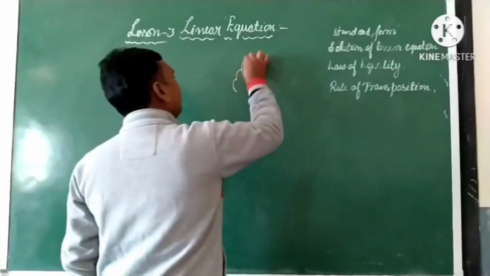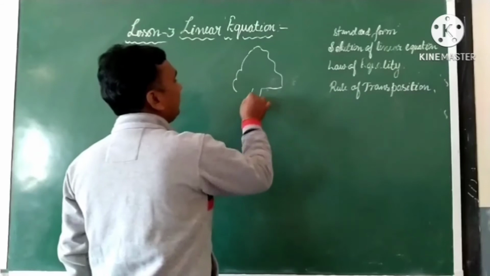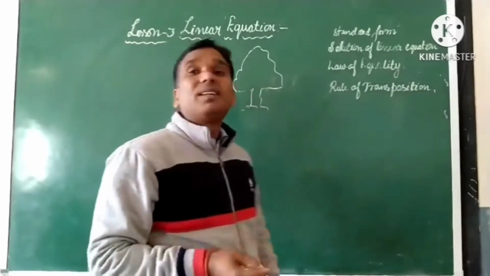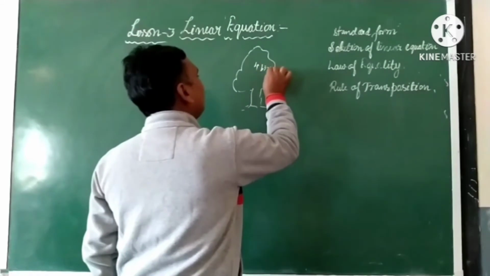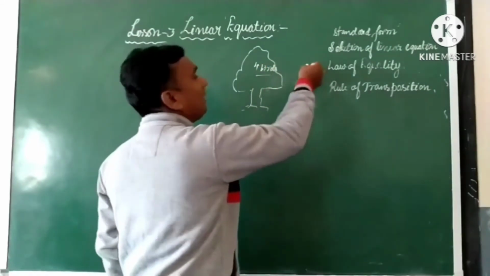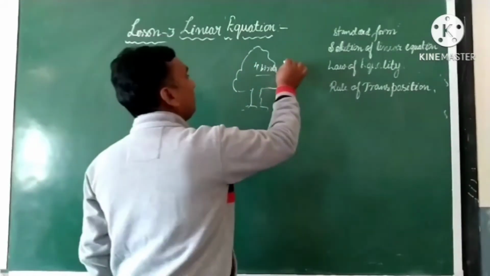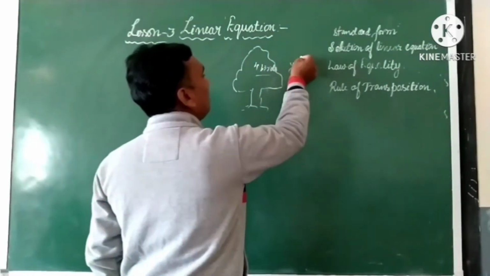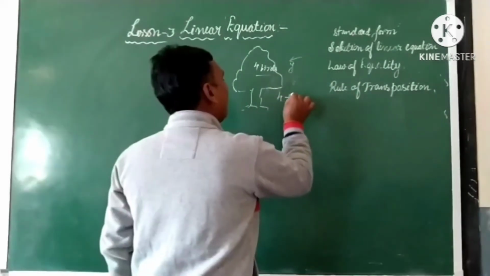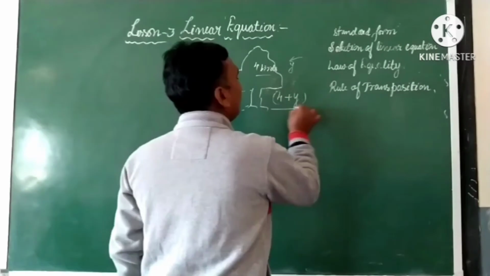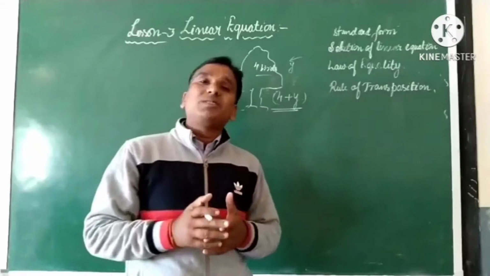Suppose here is one tree. On this tree, some birds are sitting. Suppose there are 4 birds sitting. Y more birds came here and sat on that tree. How many birds are there? You will say there are 4 plus y birds. This relation is known as an algebraic expression.